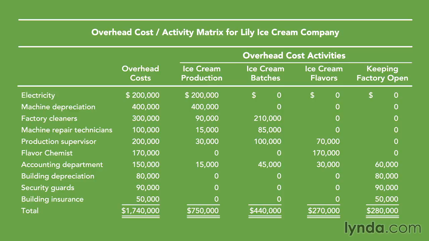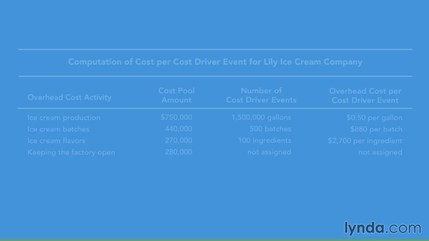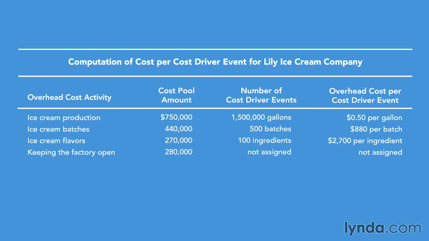For the purpose of assigning overhead to production, we need to know the total of the cost pool associated with each overhead cost activity. This information is then tied to the identified cost drivers. The total number of these cost driver events have been extracted from Lilly Company's accounting records and are shown here. Combining the data about the cost pools and cost driver events to compute the overhead cost per cost driver event is also shown here.